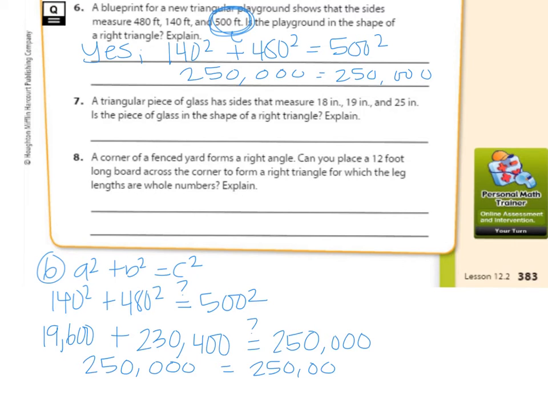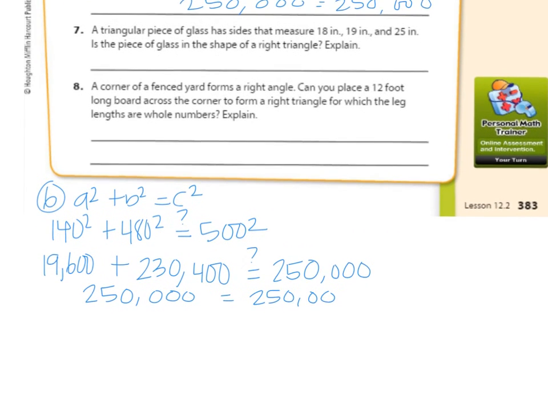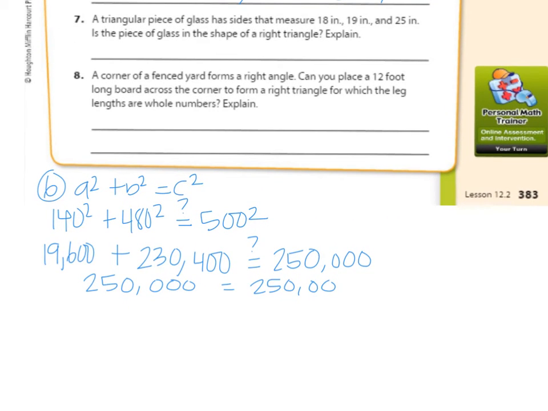so moving on to 7, and I'm going to slide this down a little bit. A triangular piece of glass has sides that measure 18 inches, 19 inches, and 25 inches. Is a piece of glass in the shape of a right triangle, and explain. Okay, so just like the one before, we're plugging these into our Pythagorean theorem. Our longest one needs to be C. So we've got 18 squared plus 19 squared maybe equals 25 squared.